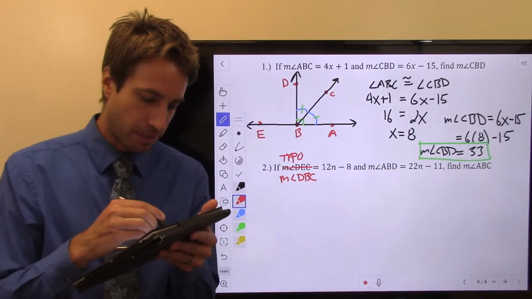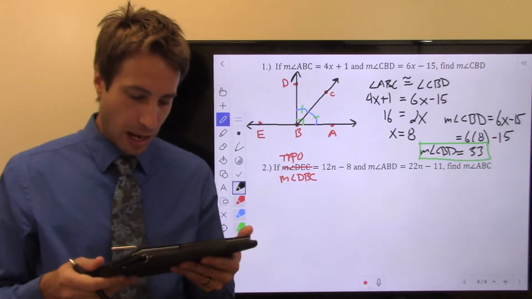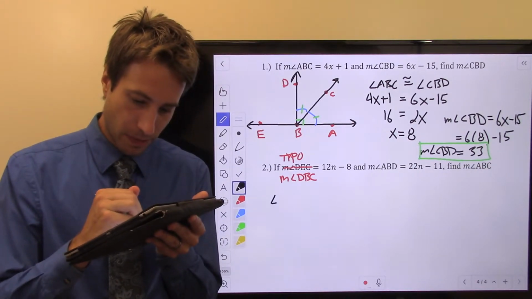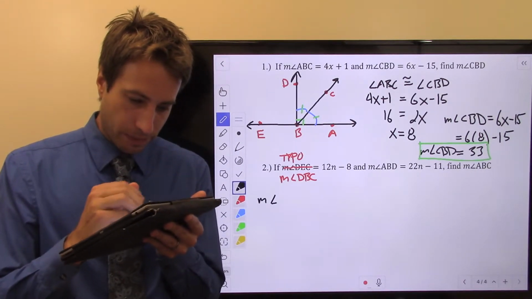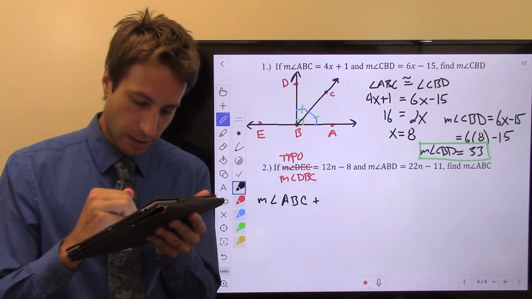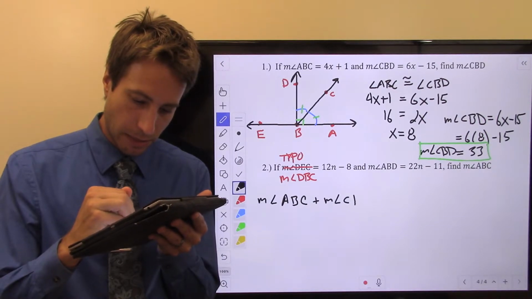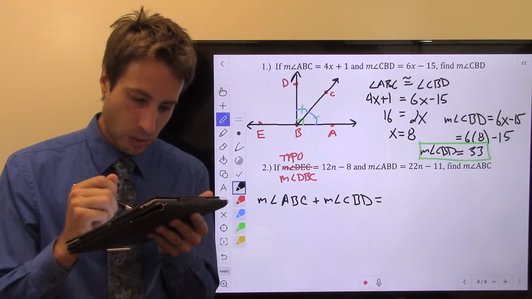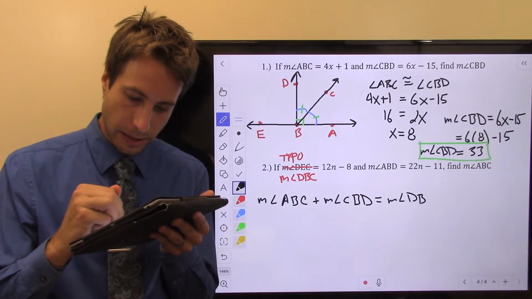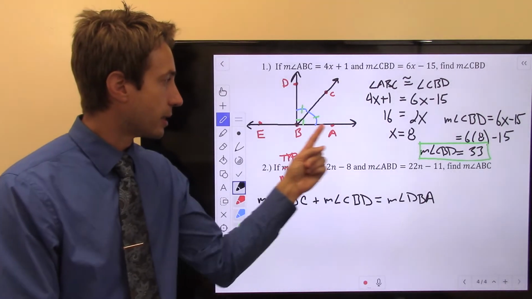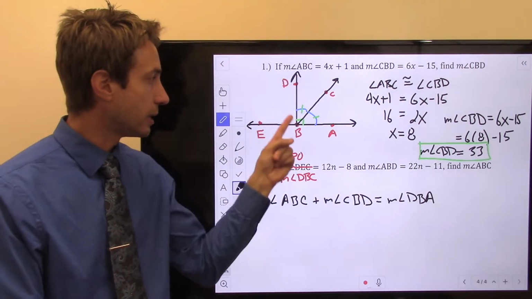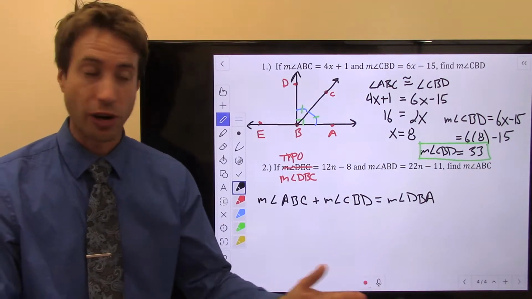So let's go ahead and set this up. Here's what I know. I know that the measure of angle A, B, C plus the measure of angle C, B, D is equal to the measure of angle D, B, A. Right? So I know that this angle plus this angle is equal to D, B, A, the measure of the larger angle.